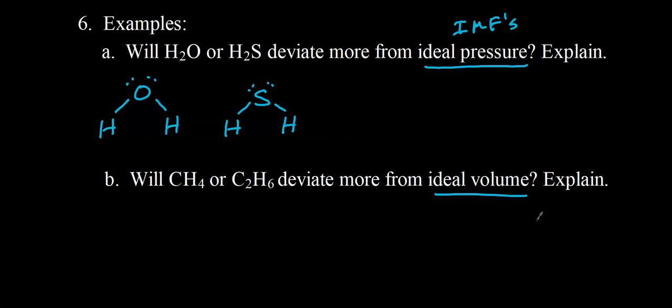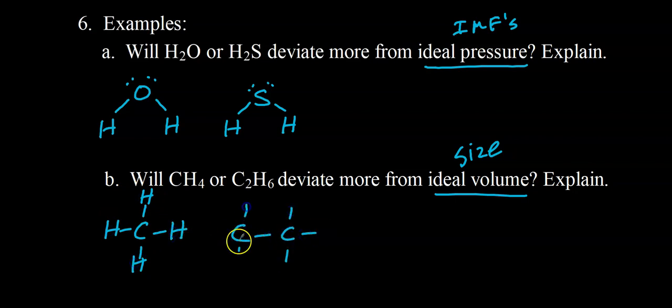So when we're looking at deviations from ideal volume, we want to look at the relative sizes of what we are comparing. So let's again take a look at Lewis structures or structural formulas. Methane structural formula looks like this. Ethane looks like this. So the answer is ethane.